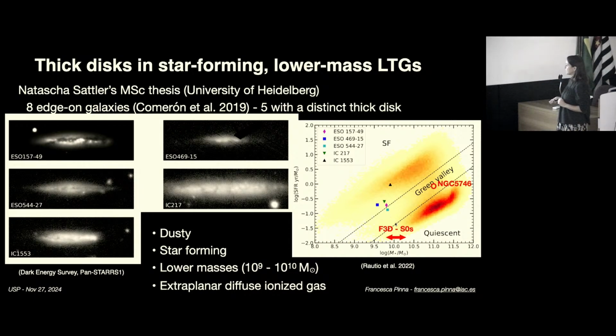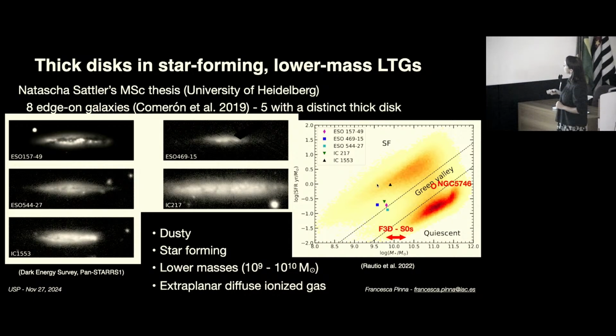Just to show you that we are not very different masses, but a little bit lower masses, but they were quiescent galaxies in this sample here. We have very star-forming galaxies. So very different sample from the lenticular galaxies.